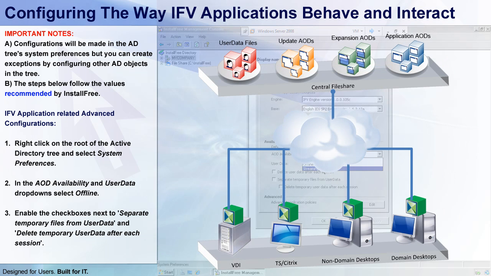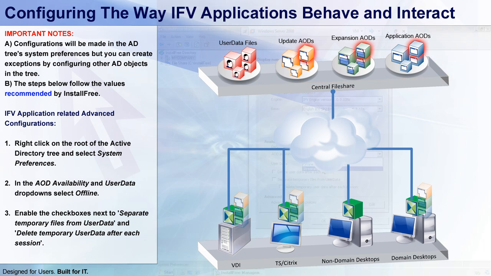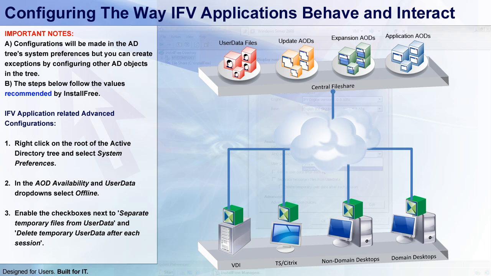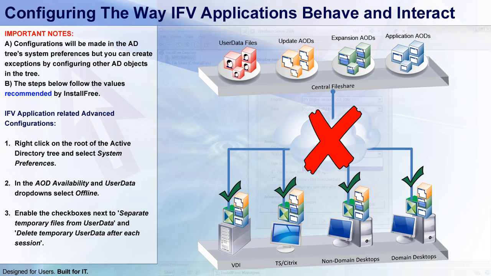Configuring the AODs to online will make IFV applications use AODs directly from the InstallFree master file share. This option will not require hard disk space on the endpoints, but on the other hand, in terms of speed, it will not perform as well as offline mode. And remember, this means that your users must have continuous connection to the file share, so they won't get their IFV applications when offline. The other option is offline, which means that AODs will be downloaded in their entirety to the endpoint and enable users to enjoy offline availability as well as reduce network traffic.